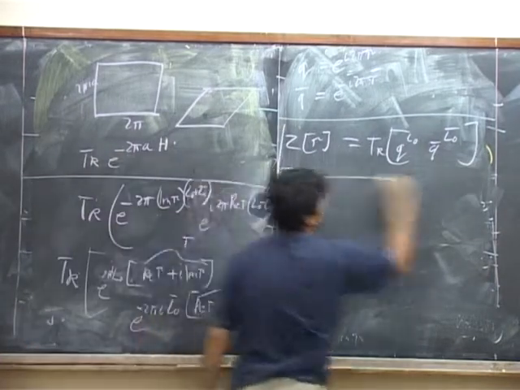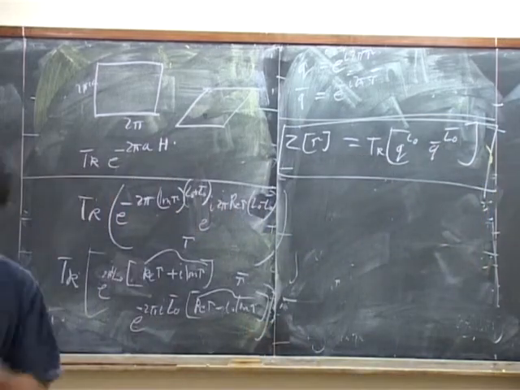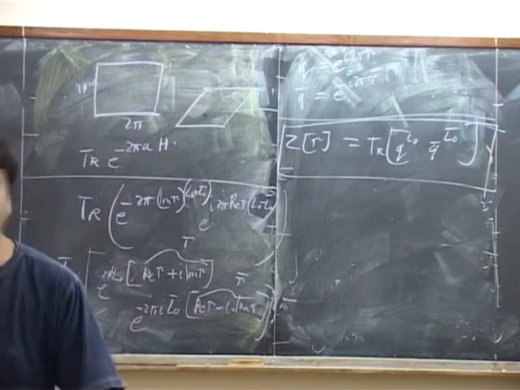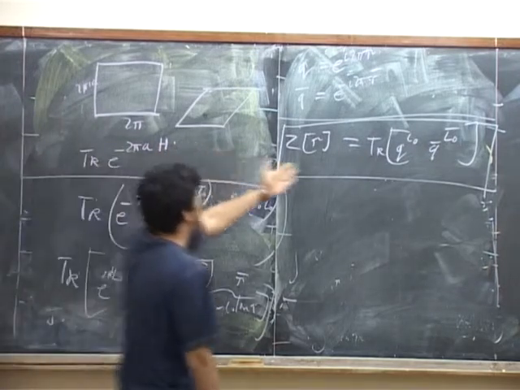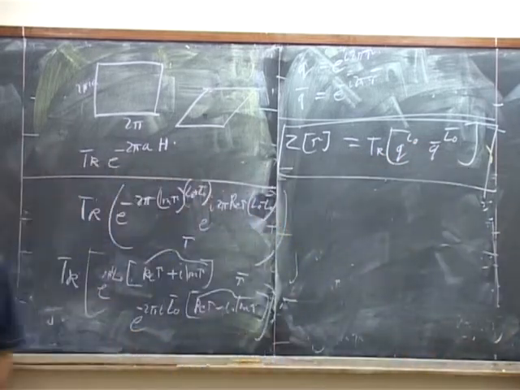Okay? So great. We have this lovely physical interpretation of the partition function of a conformal field theory on the torus. It's simply this trace, the trace of q to the L0 times q bar to the L0 bar. Okay.